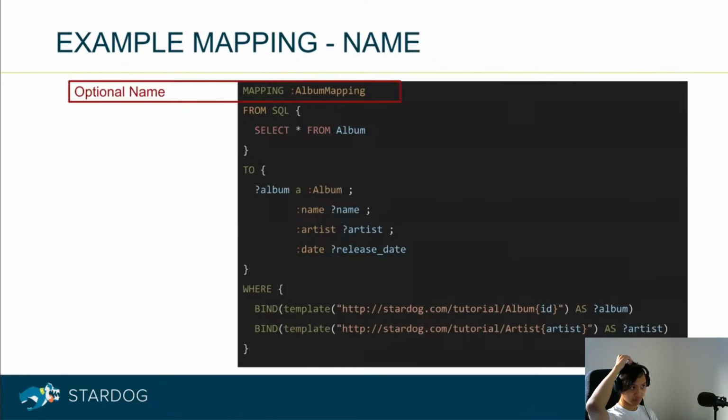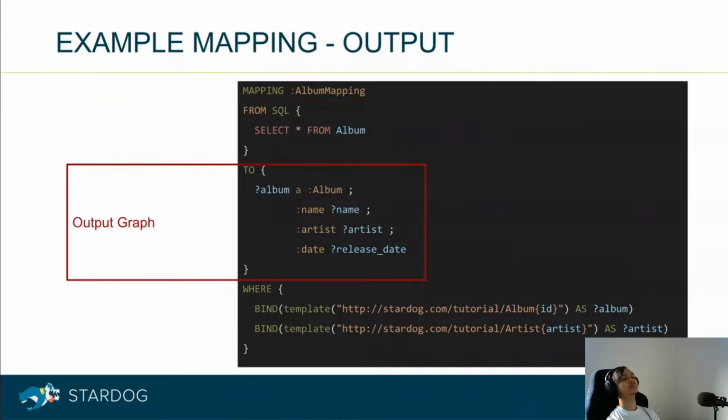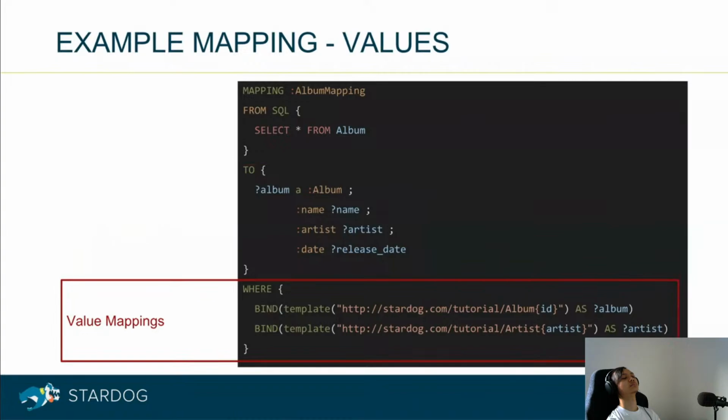At the top, we have an optional name that we can define for a mapping. It can be an anonymous mapping too, but you can provide the mapping name. Then there's the input table, which specifies the query that we will use to map to RDF. In this case, we are again selecting all the rows from the album table. And then in the third part of the mapping, we have the output graph. This is using SPARQL syntax, where variables will be instantiated based on the values we get from the relational query and based on the value mappings defined in the next section.